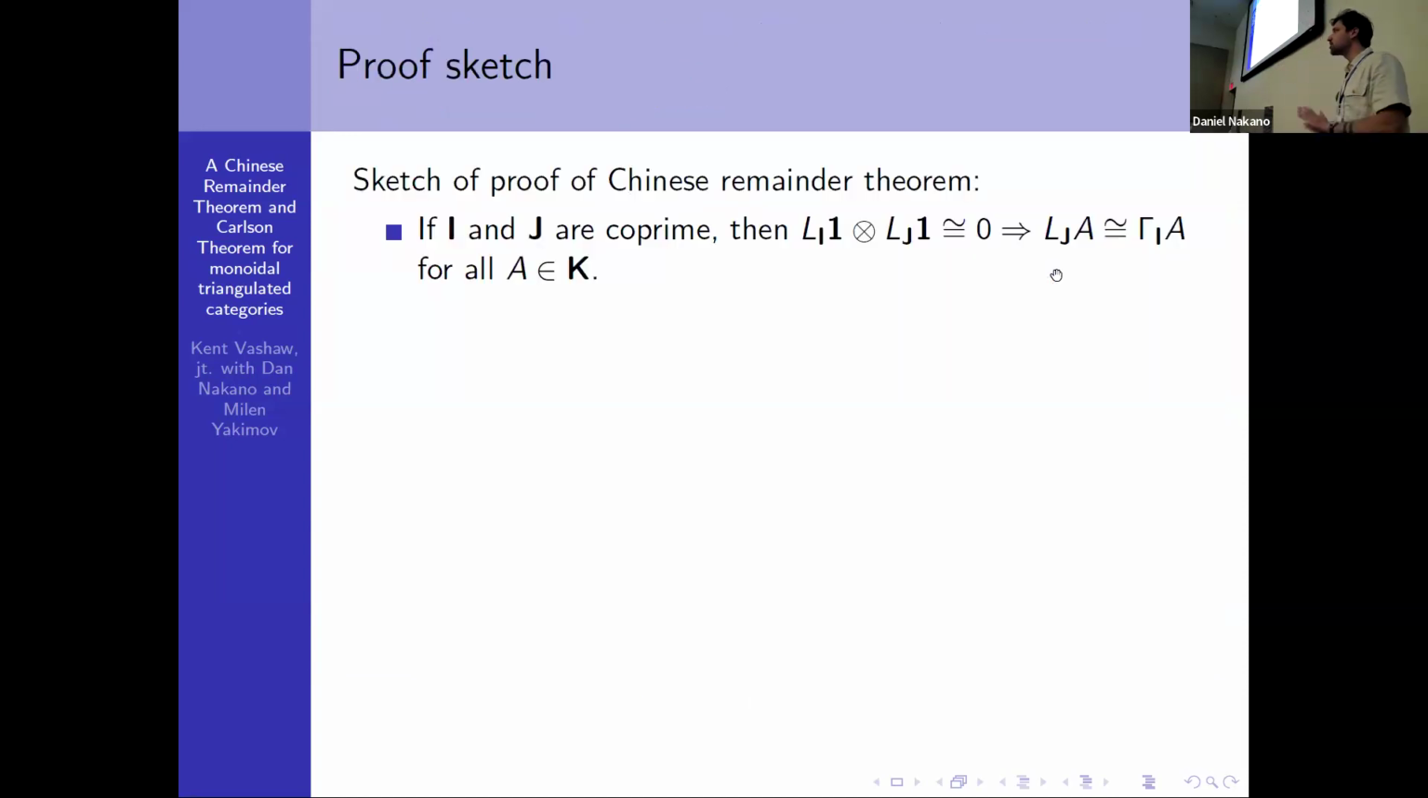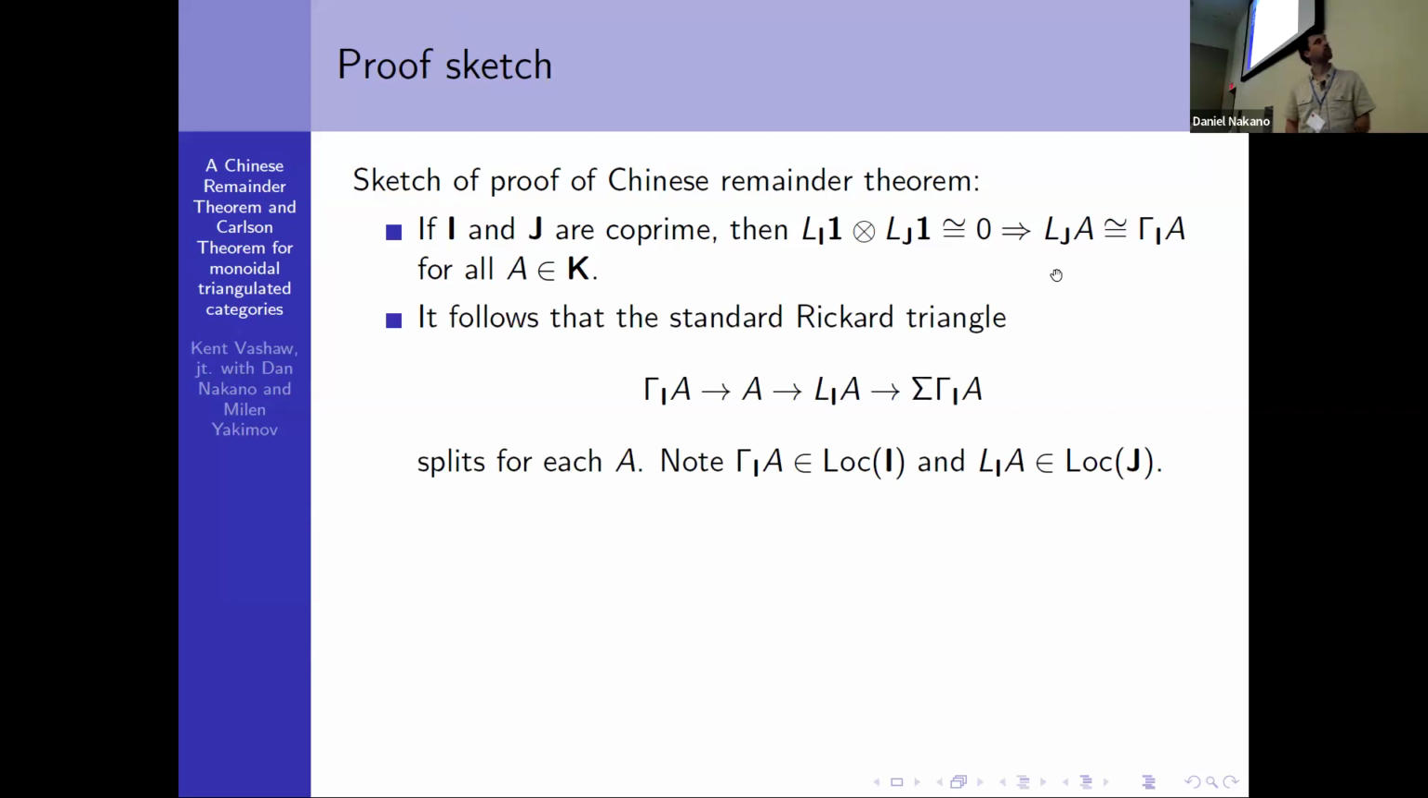So let me sketch the proof of this Chinese remainder theorem. So if I and j are coprime, then one can show that Li of 1 tensor Lj of 1 is isomorphic to 0, which means that actually Lj of A is the same thing as gamma I of A for any object A. And what follows from this is that the standard Ricard triangle associated to A and associated to the ideal I actually splits for each A. So here, this gamma I of A actually lives in log I, and Li of A lives in log J. So this is how we decompose every object A into a part that lives in log I and a part that lives in log J.